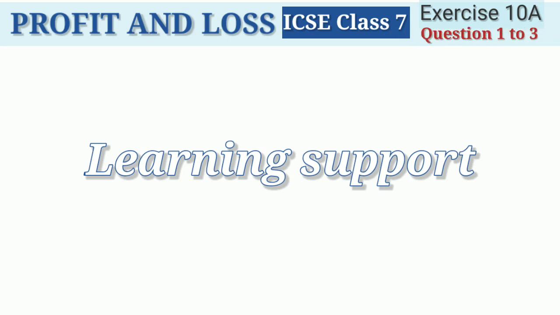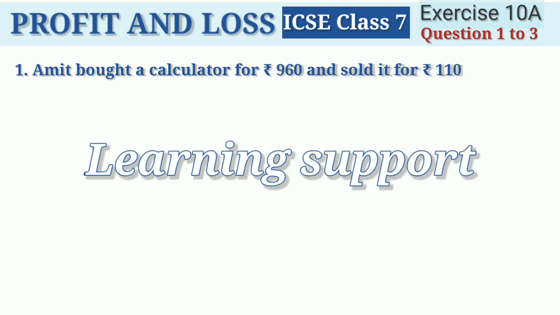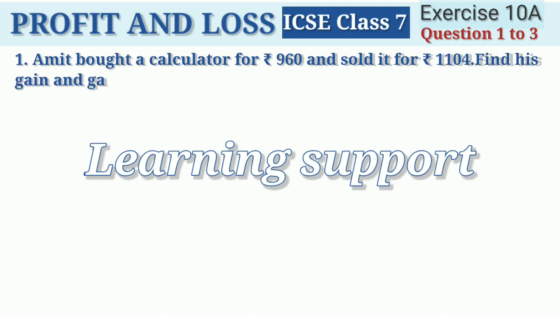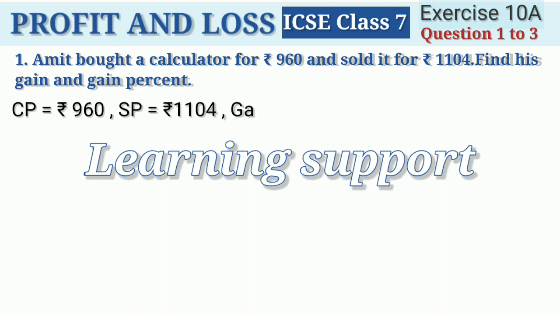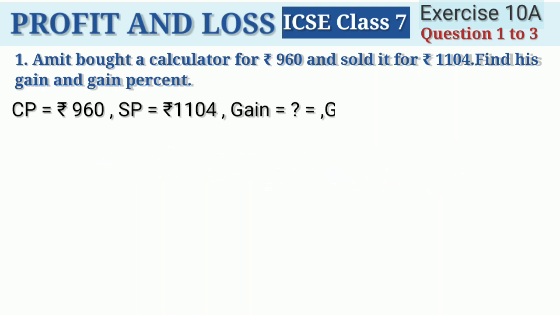First question is, Amit bought a calculator for rupees 960 and sold it for rupees 1104. Find his gain and gain percent. Let's first write what we have and what we have to find out. CP or cost price is 960, selling price SP equals 1104, gain we have to find, gain percent we have to find.